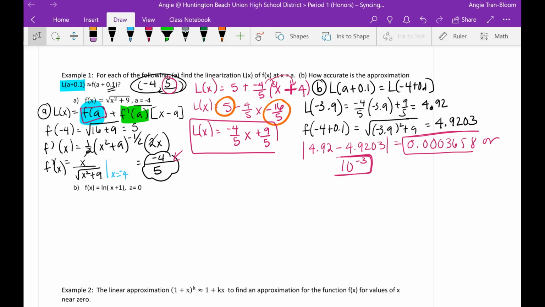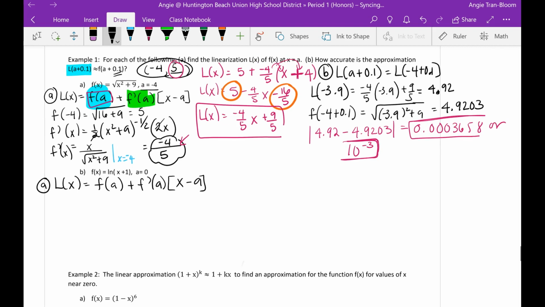Okay, let's do the same thing, but with letter B. On letter B, first it says find the linearization, which is L of x. By definition, it's f of a plus f prime of a. And I want you to keep in mind how this is related to something we already studied. I'm not going to say it, but hopefully you are making the connection, and then hopefully you can tell me in class at some point.